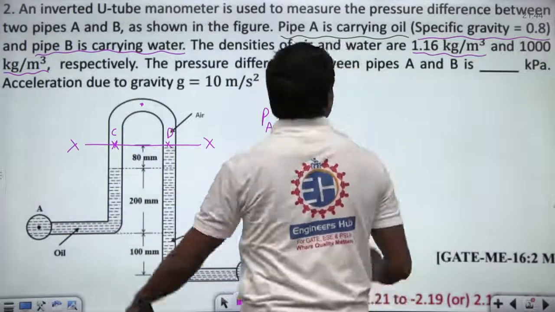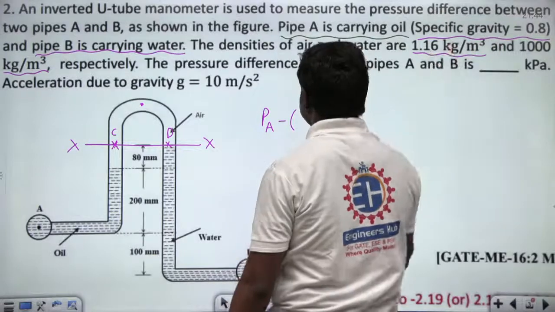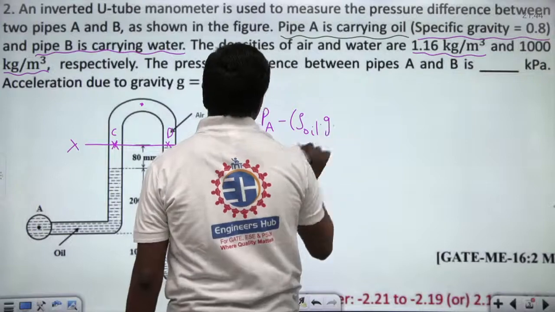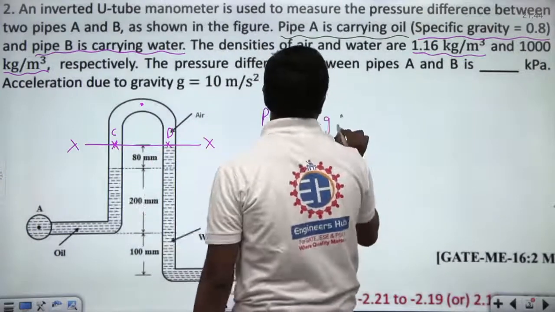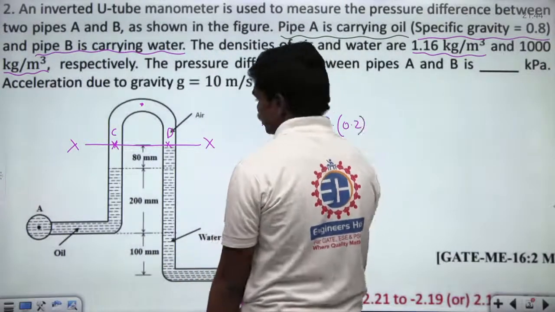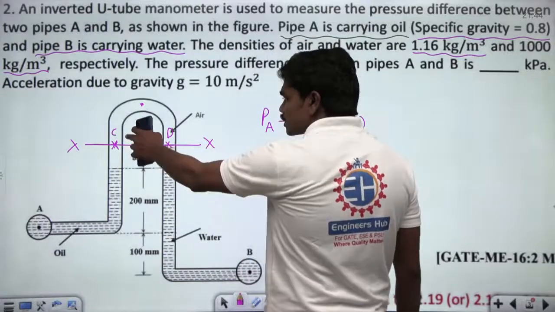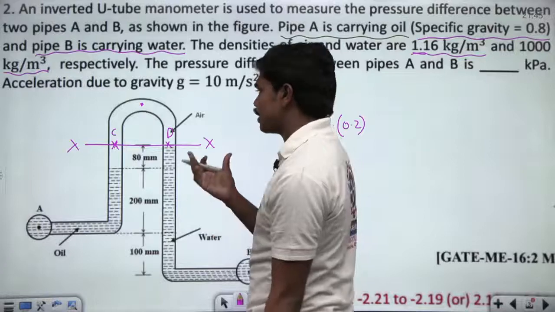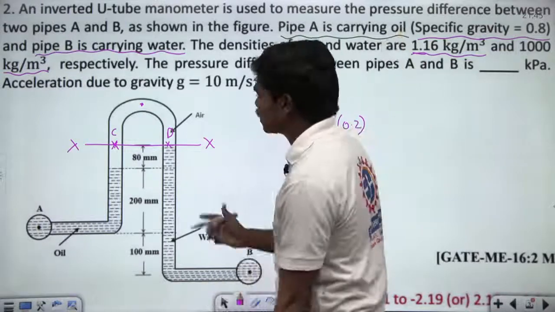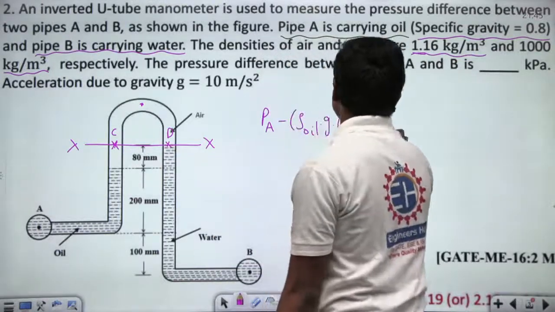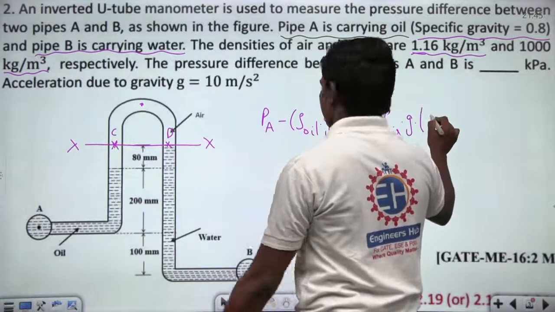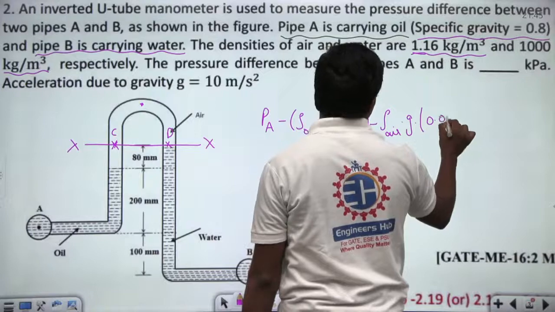Minus the density of oil. What is the density of oil given? Specific gravity is 0.8. So I am writing this as rho oil g into this height, which is 0.2 meters because it's in mm. There is also some air column here, and the density of air is also given. Of course, the value will be very small, but still we need to consider it because some data is given in the question regarding this air. So minus density of air into g into 80 mm, so 0.08 meters.